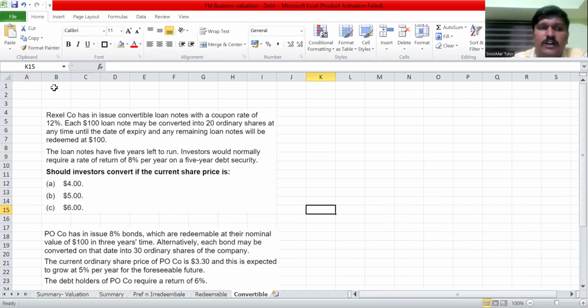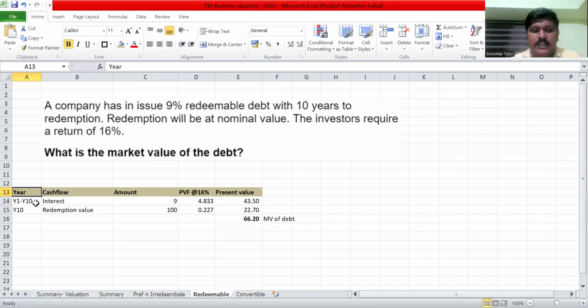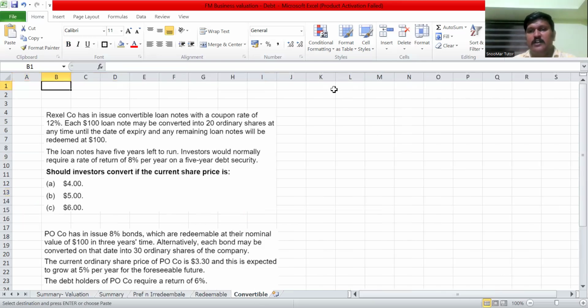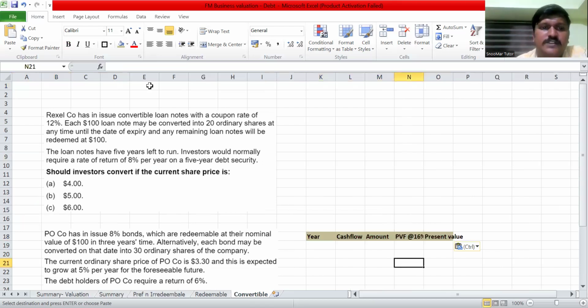So for convertible loan notes, as we mentioned, we are doing it the same method. I'm just copy pasting over here. We are going to calculate the value on the same method over here. But a little bit of change we need to consider over here. Again, the percentage will change. But here there are two questions. One is whether we need to convert or not.